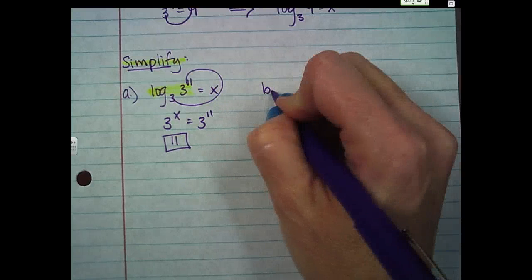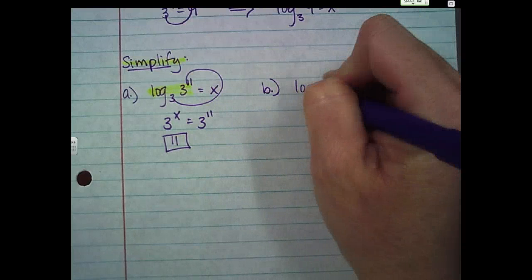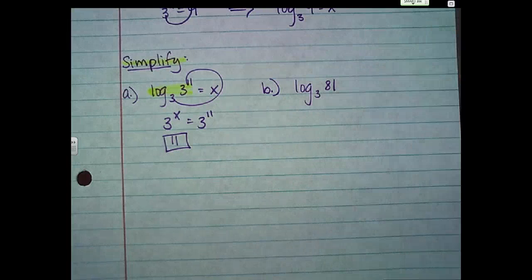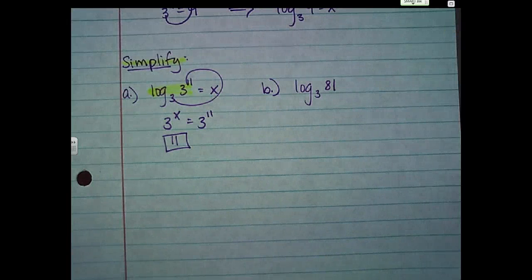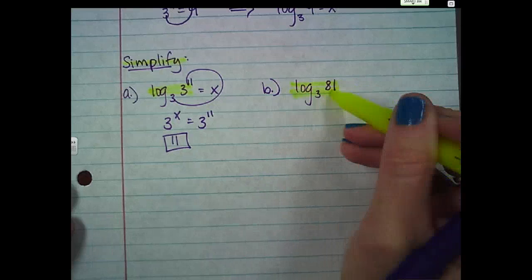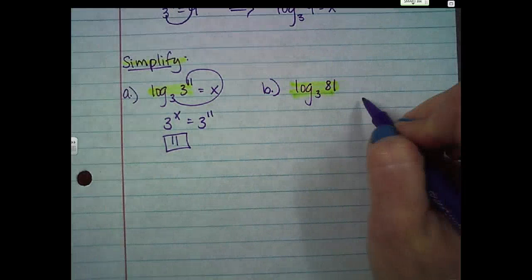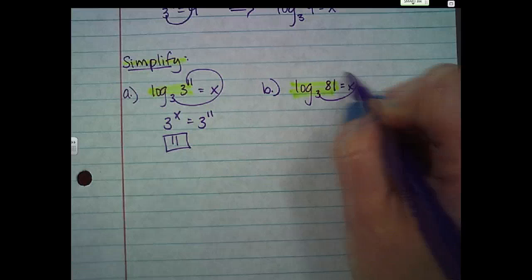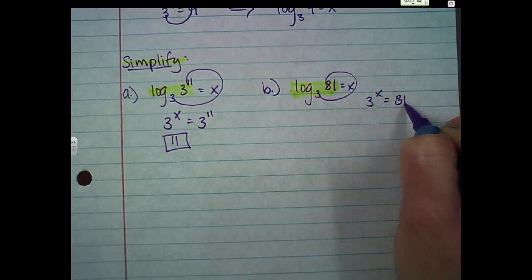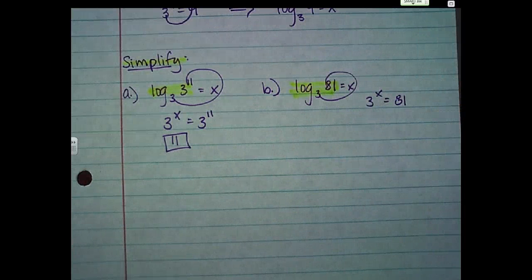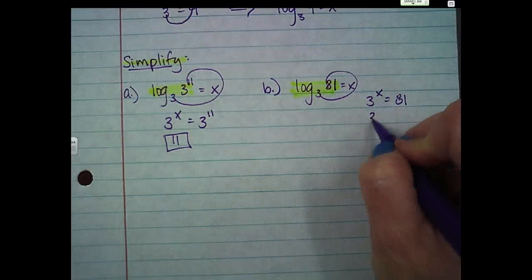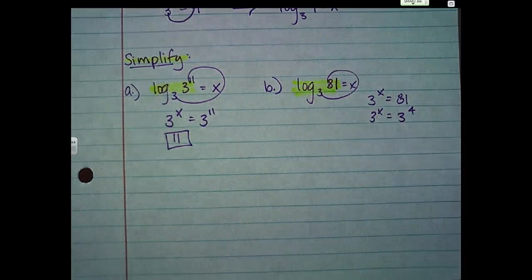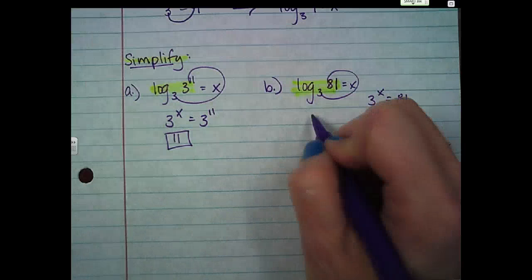Okay, B. What about if I said log base 3 of 81? Does anybody remember how I can get from 3 to 81? In your brain, if you want to think about it, you set it equal to x: 3 to what power gives me 81? 4. Good, it's 4. The other way that some kids might want to look at it is to rewrite it with a common base. 81 is 3 to the 4th. Either way, the answer is 4.